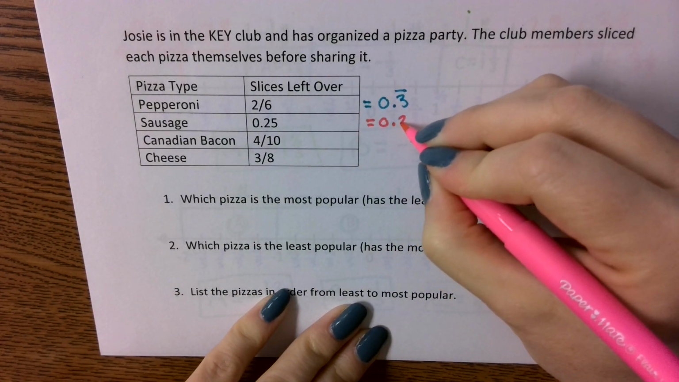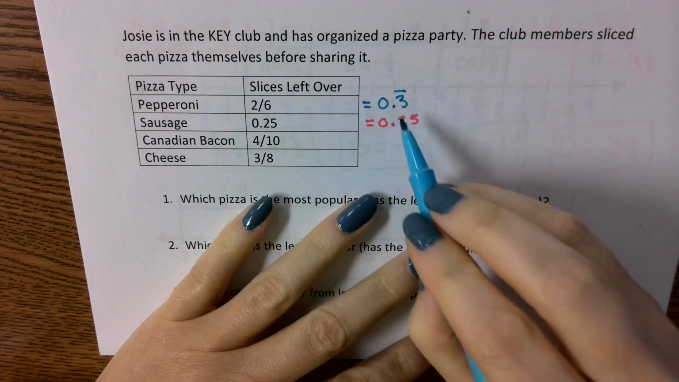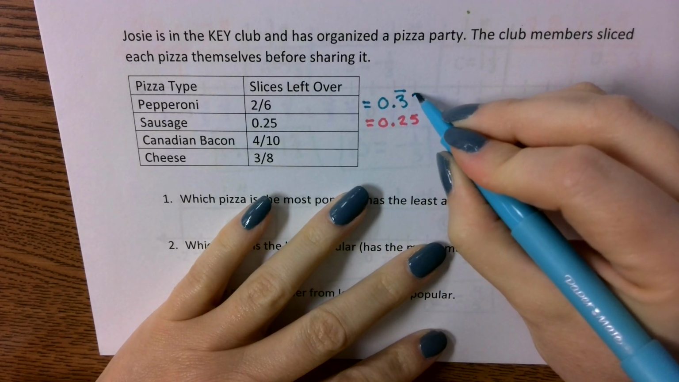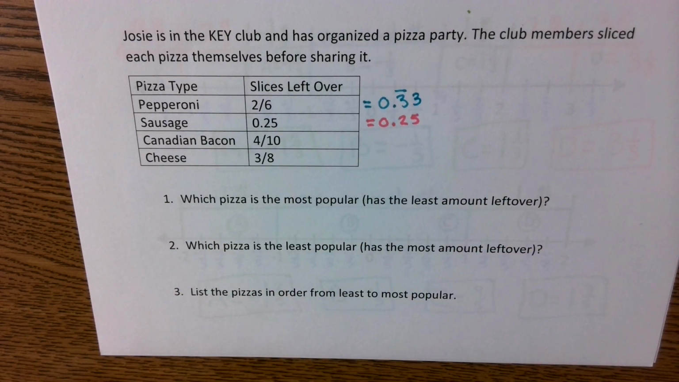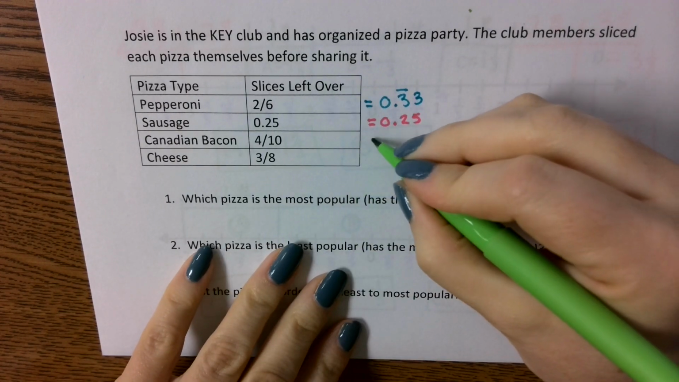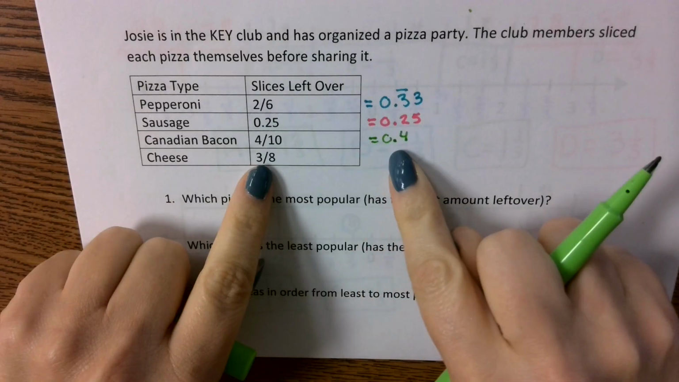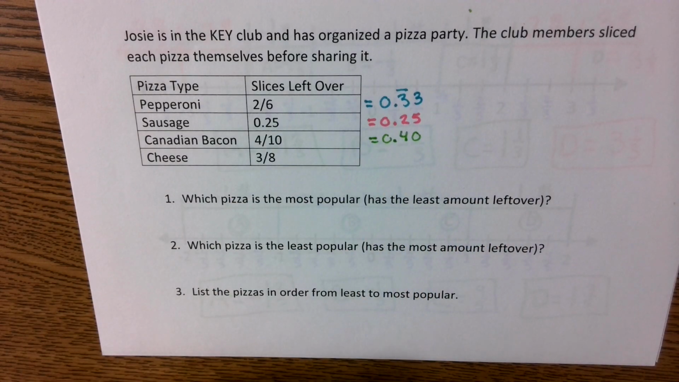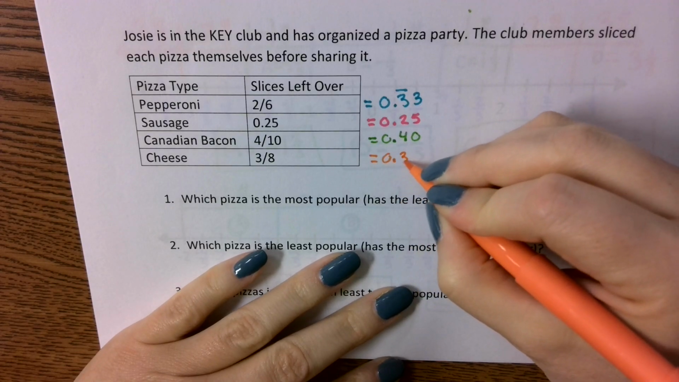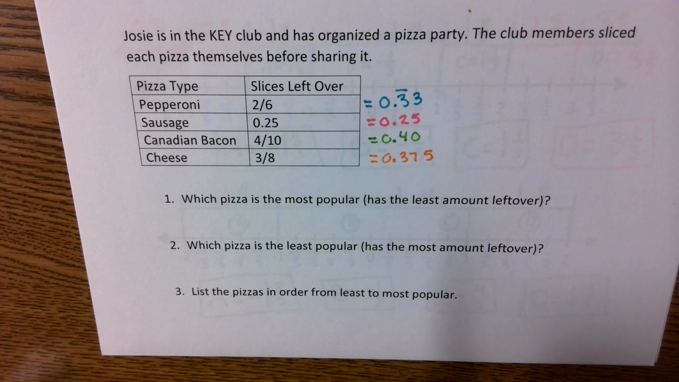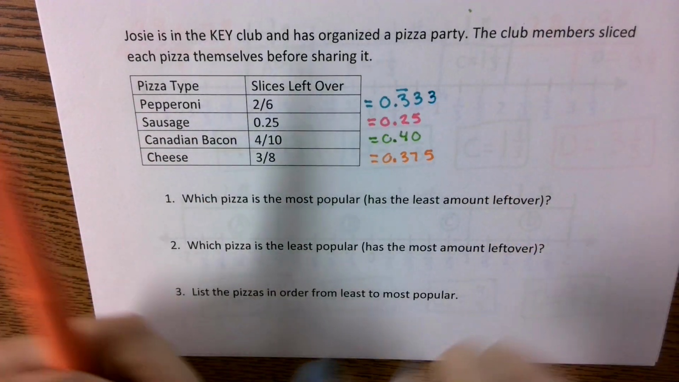We have 0.25. Okay, so that means I want to have the same number of decimals behind it, so I'm going to add another 3 here. Okay, Canadian bacon, that is going to be equal to 0.4. Well, I want to have the same number, so I'm going to go ahead and put a 0 behind it. And then our last one, cheese, this converts to 0.375. Oh, well, I've got a third decimal, so what am I going to add behind this one? I'm going to add another 3 behind there.